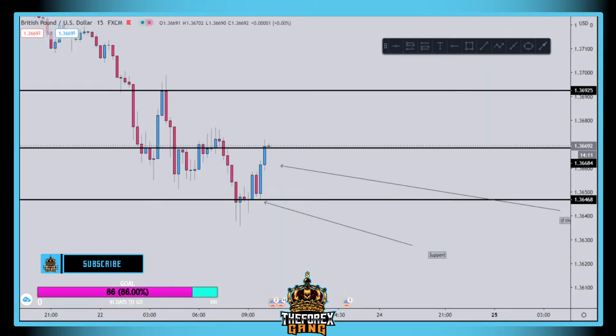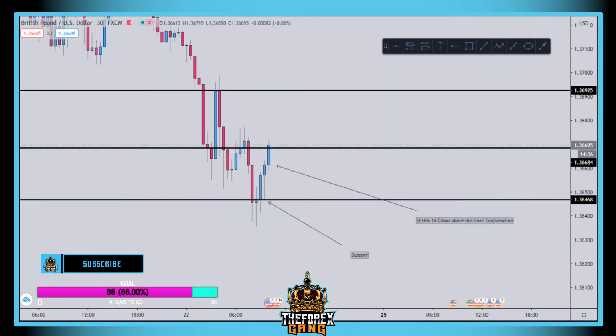I mean, my support is here, and on a 30-minute, if you open it, my support was right here. So I would want it to close above this support, this resistance, sorry. Don't you think? Yeah, it's the same thing.